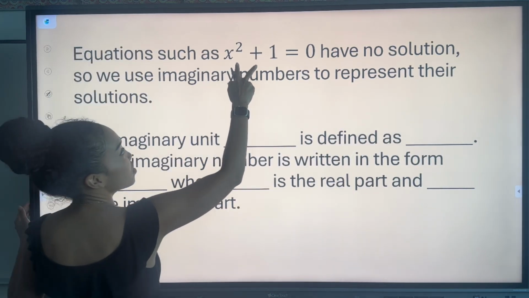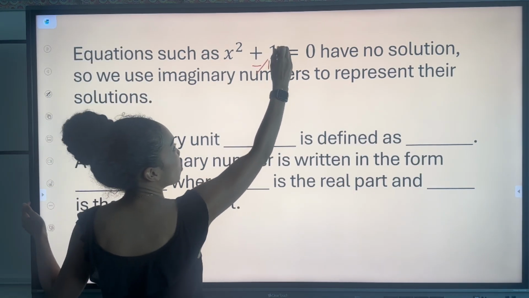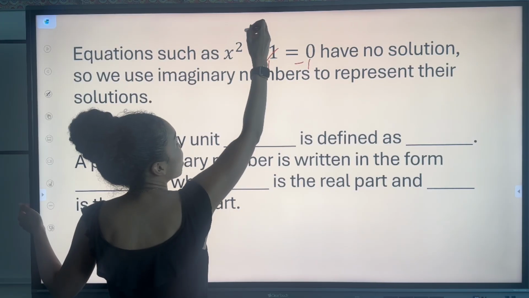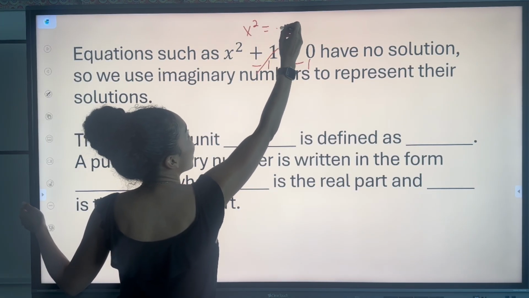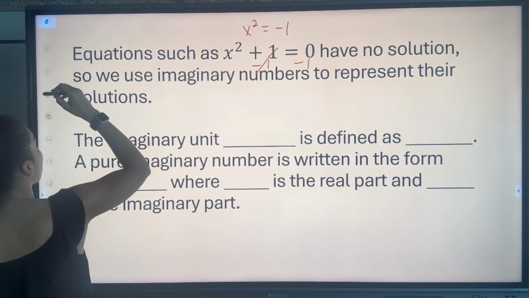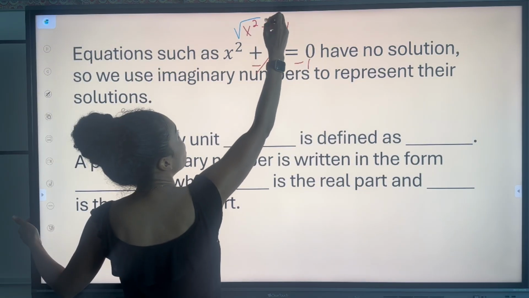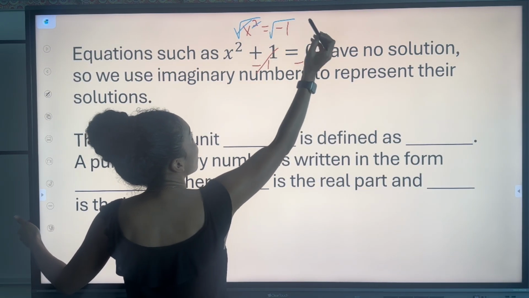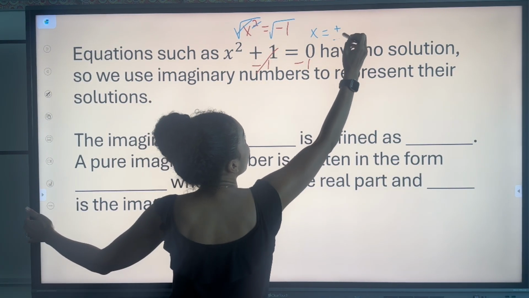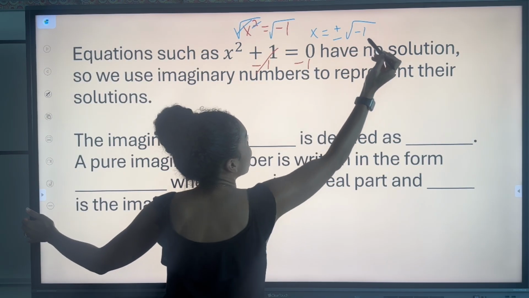If I were to solve this equation, I would subtract 1 from both sides, and I'm left with x squared equals -1. From here, we would take the square root of both sides so that you get x is equal to plus or minus the square root of -1.